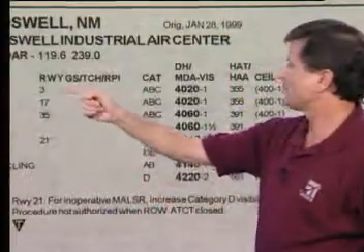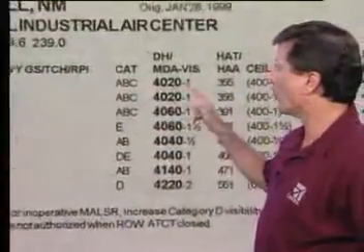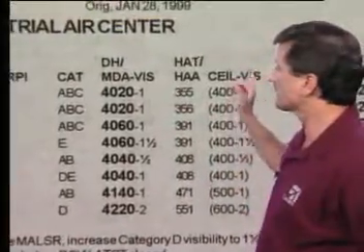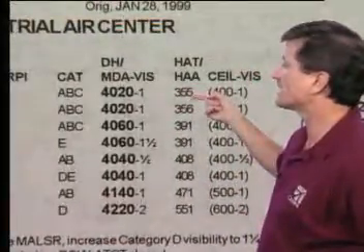ASR approaches have the same visibility requirements and heights above touchdown as a typical non-precision approach. For runway 3, the visibility requirement is 1 mile. The height above touchdown requirement is 355 feet.